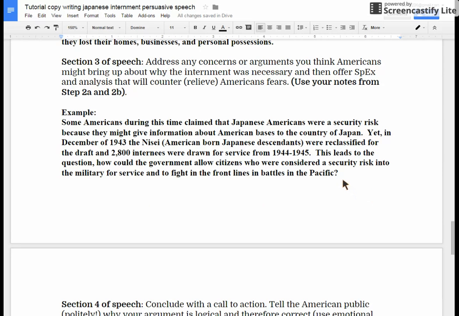And I might go on to say, these individuals, if they were such a security risk, could potentially turn on American soldiers and possibly kill them. Yet, the American government still found that they were eligible for the draft and made them go into service accordingly. So right there, I'm addressing the concerns with the Americans. I'm not telling them that they're wrong, but I'm saying, listen, this is what happened, and this is why it doesn't make sense. Okay? So keep that in consideration.